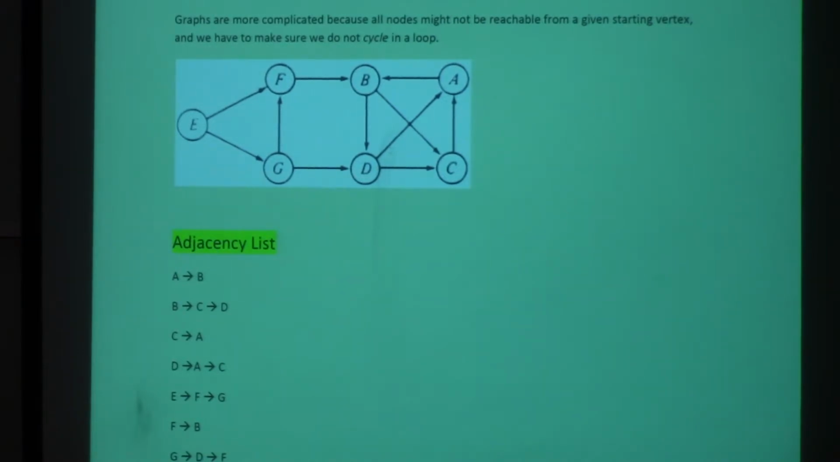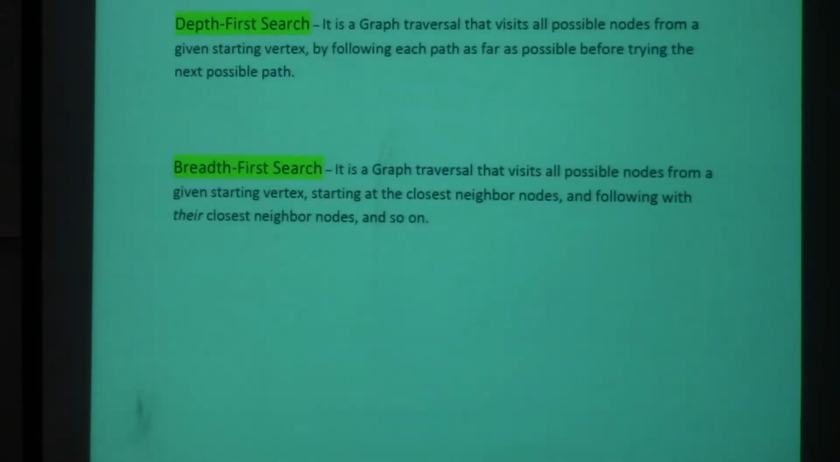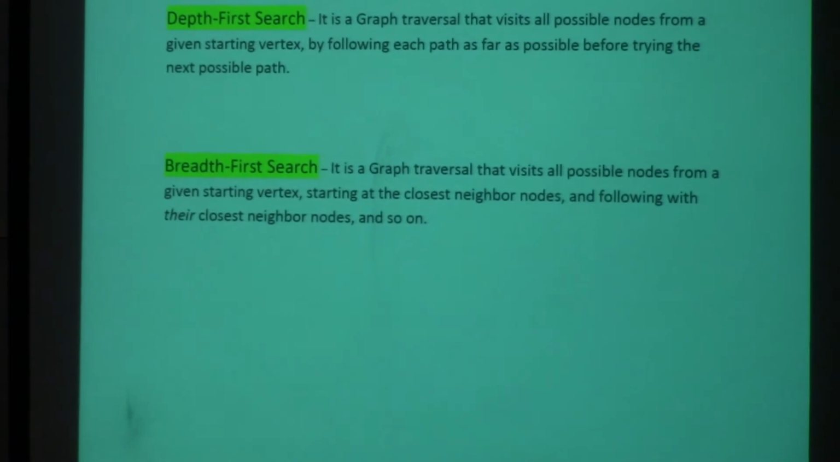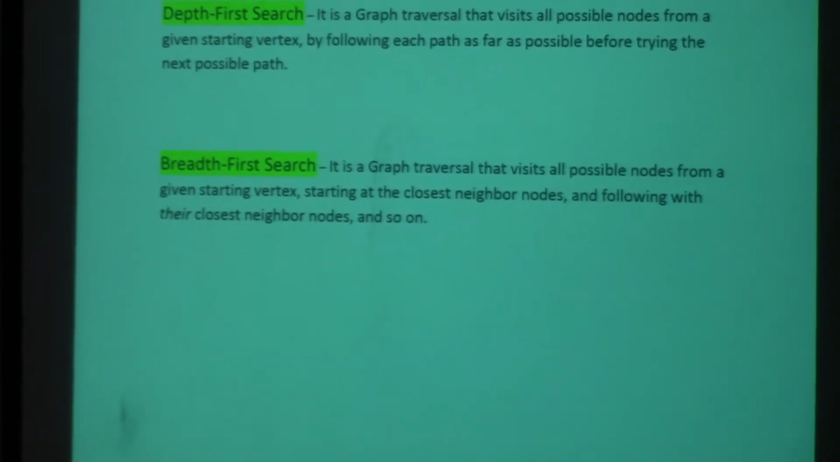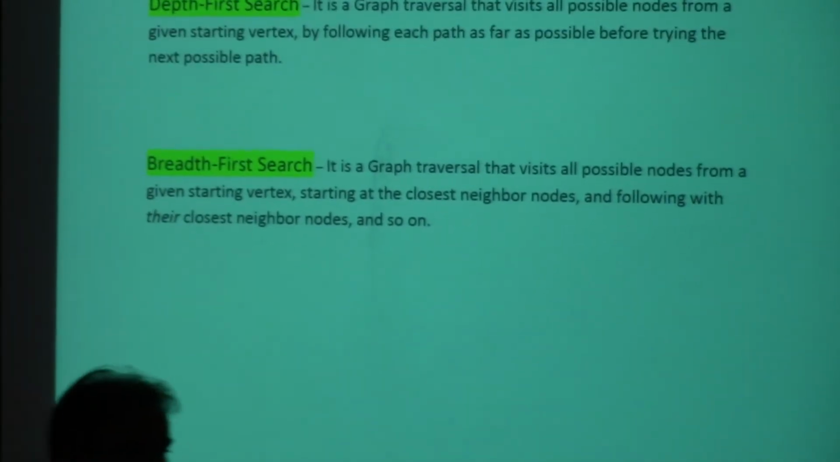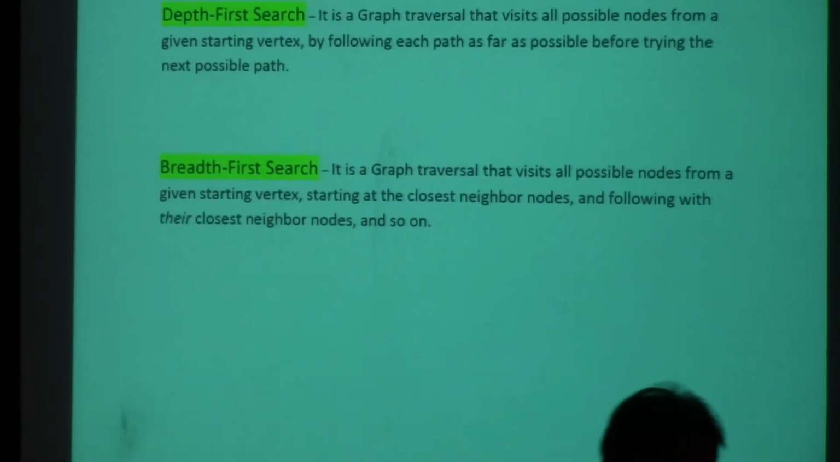And there are 2 basic graph traversals, which again give you 2 pieces of information: the set of nodes that can be visited, as well as the order of those visits. The first one is called depth first search, or depth first traversal. Depth first means you start at a vertex that you're given, and then you go to the very first neighbor.